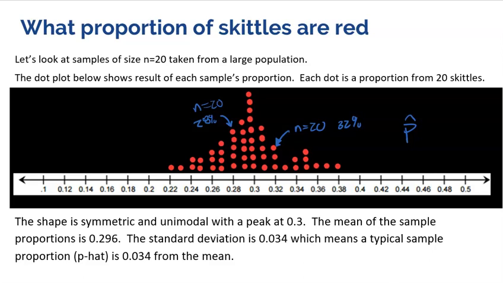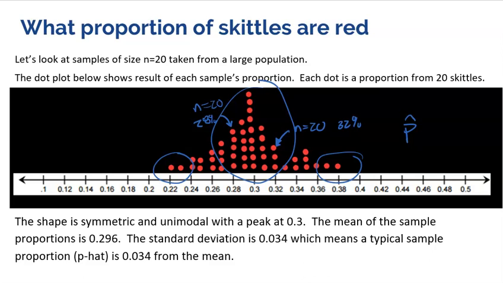And what I can see here is a nice shape, right? I see a nice symmetric mound shape where very few samples were extremely low percentage of red. Very few samples were extremely high percentage of red. Most were kind of in the middle, right around 30%. So what do you know? I would say the center is about 30%, 0.3, right? Now, if you actually take a mean of all these p-hats, now remember, every one of these dots is its own p-hat. If I were to take the mean of all of these proportions, I would get 0.296. I actually took the time to do that. I didn't want you to waste time. But again, pretty darn close to 30%.